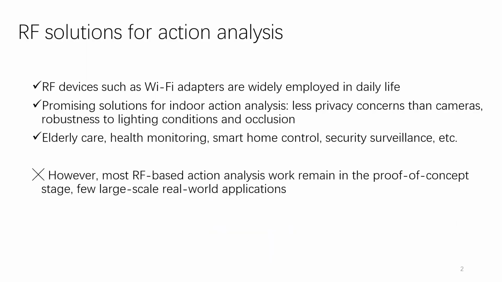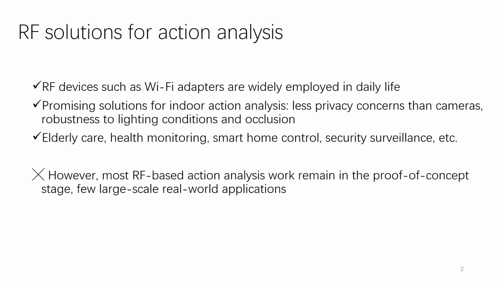RF devices, like Wi-Fi adapters, are commonly found in our everyday environments, making them a convenient and accessible tool for indoor action monitoring. Unlike cameras, RF-based solutions raise fewer privacy concerns, as they do not capture identifiable images, and they are also robust to environmental factors such as lighting and occlusions. These attributes make RF-based methods promising for applications in elderly care, health monitoring, smart home systems, and security surveillance.